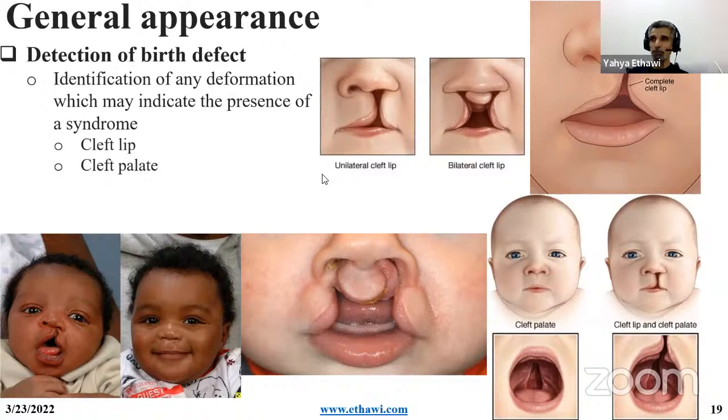How many times do you breathe per minute? The neonate, 40 to 60. Above 60 is abnormal. So 40 to 60, right? If it's 60, that means 1 breath every second, right?